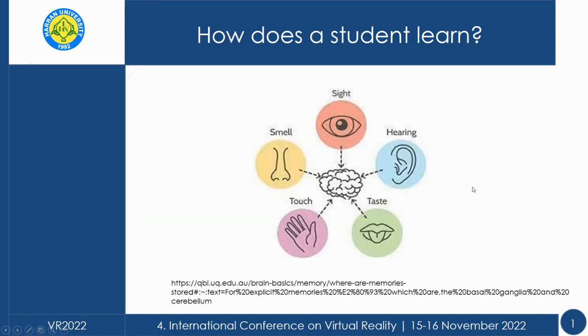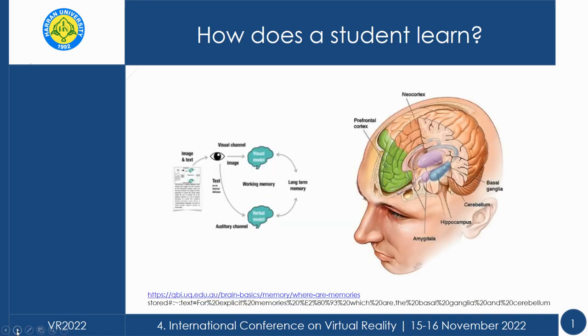So, looking at research, we know that learning happens through our senses. The senses are sight, hearing, taste, touch, and smell, although very often we can't smell when we do online learning, but the experience stays with you the more senses you use. Here you have another diagram which explains that if you have a visual channel and an auditory channel working together, then your memory will move from working memory to long-term memory. And this is what we really need to achieve as educators.